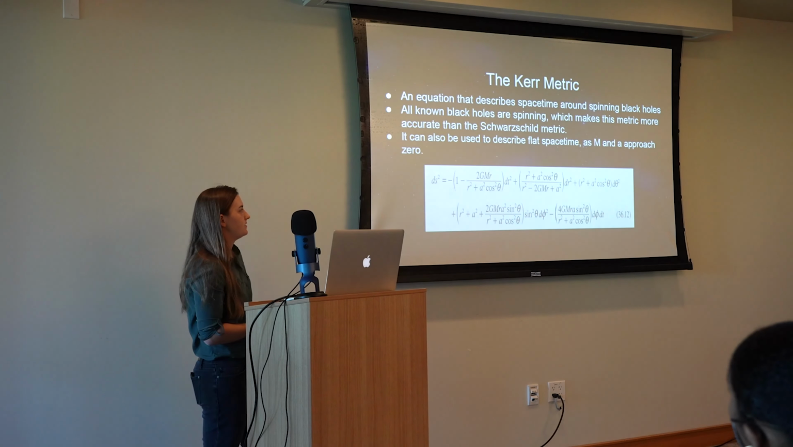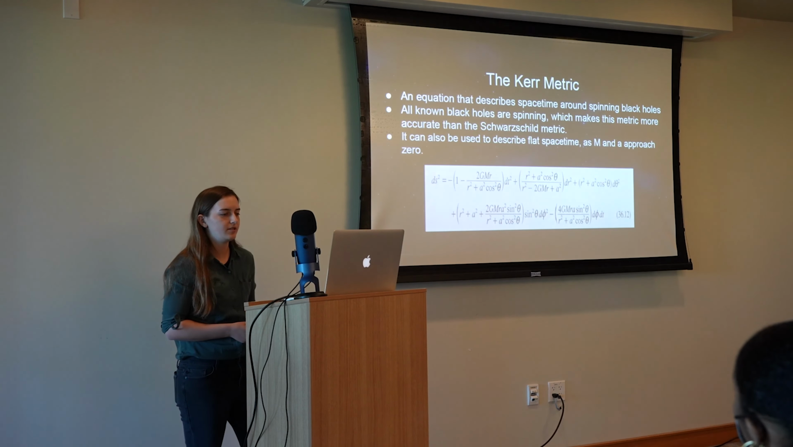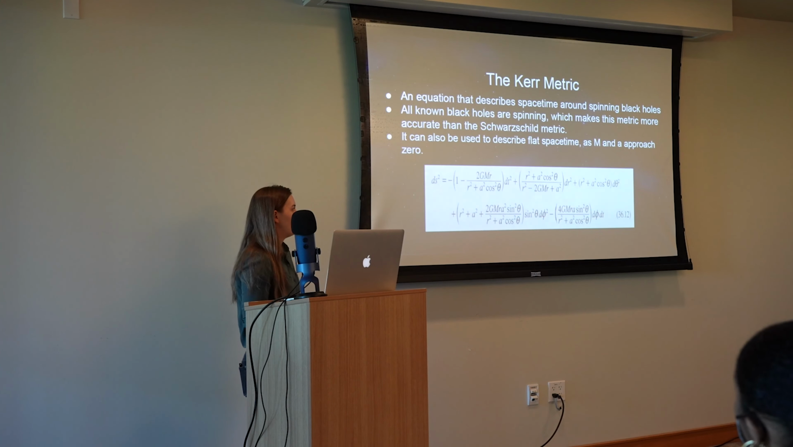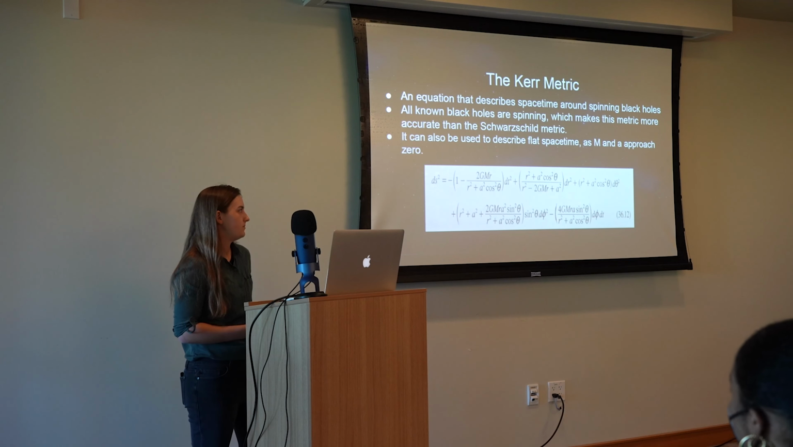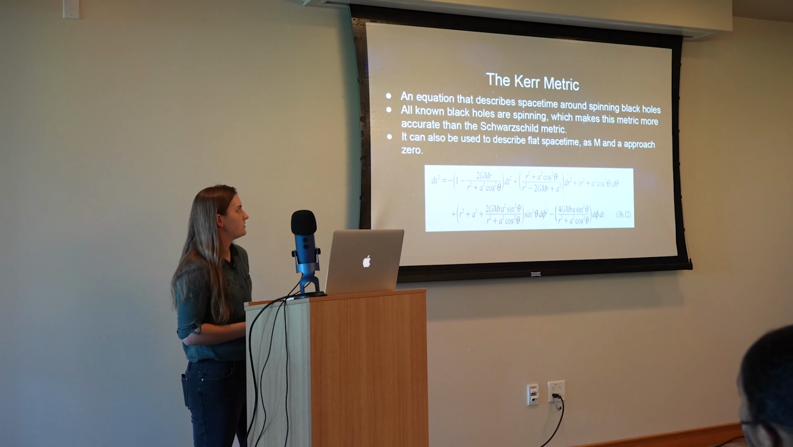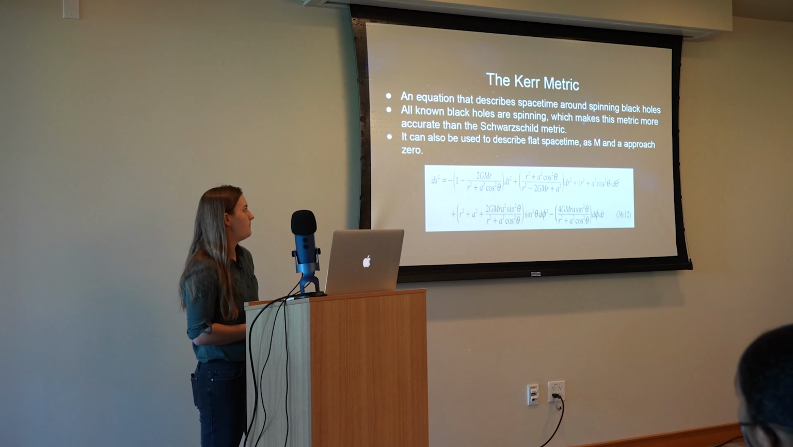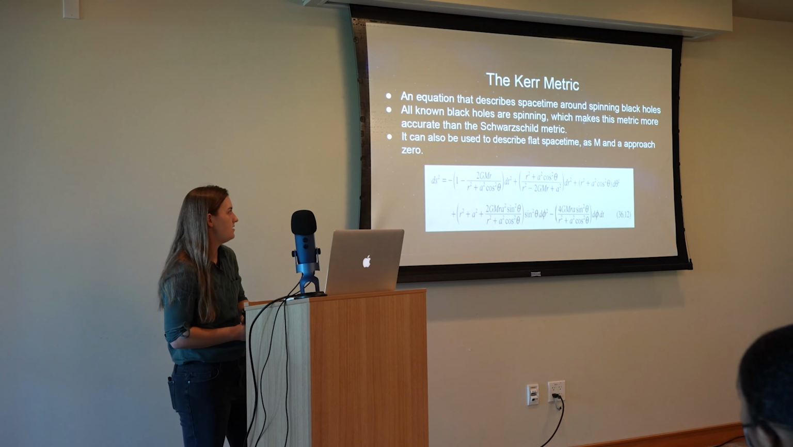This equation is the Kerr metric. It can be derived for spinning spherical objects. And since black holes are known to form from supernovas, it can be assumed that they have a high angular momentum and are spinning, so we use the Kerr metric to describe them. It's a very long and complicated equation, but I'll explain a couple of the terms that are in it.